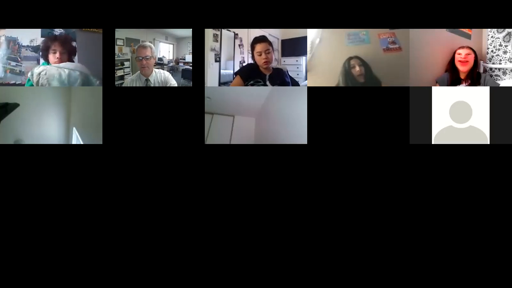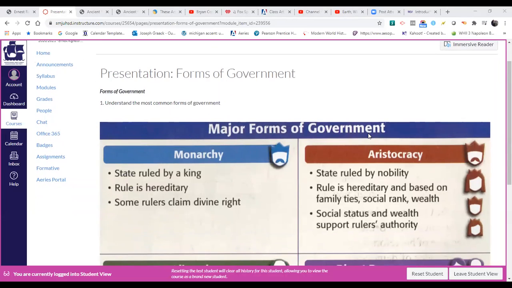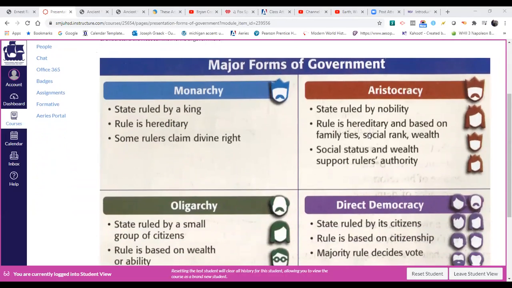Okay. So if we click next out of there, I'm going to get it to forms of government. And this is pretty self-explanatory. Let me show you this. It's also in your Canvas. But basically, during this time, you're going to find 4 types of government.